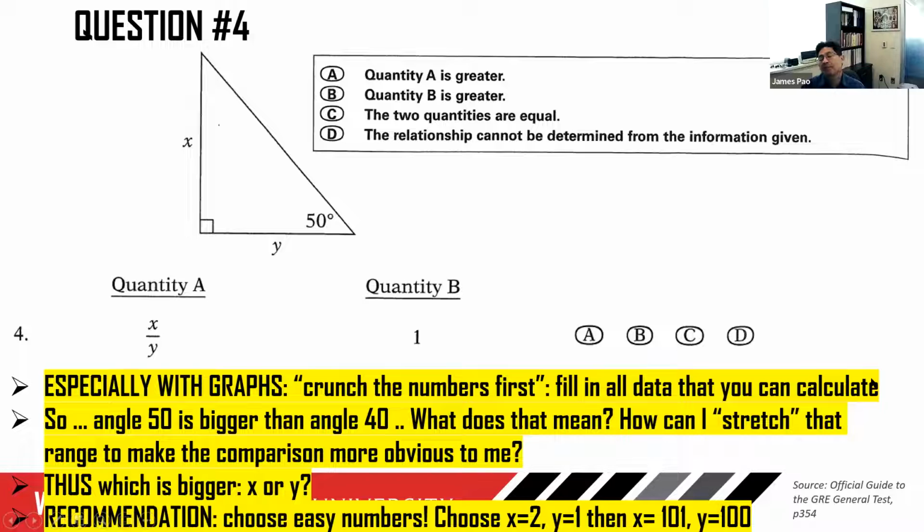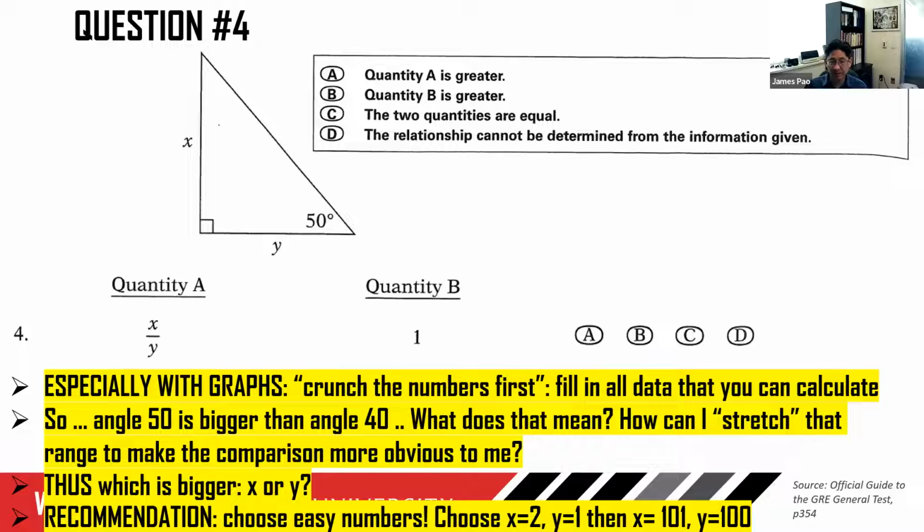Let's talk about it. So here your given information is a graph, a diagram. You must analyze and understand the diagram fully before you dive into quantity A and quantity B. So what do we know about the triangle? I'm going to ask you that question. What do you know about the triangle? You should pause and answer it.